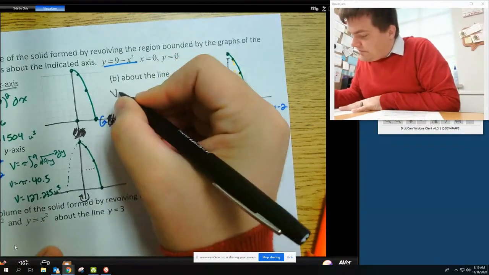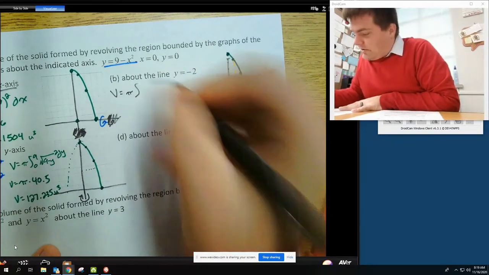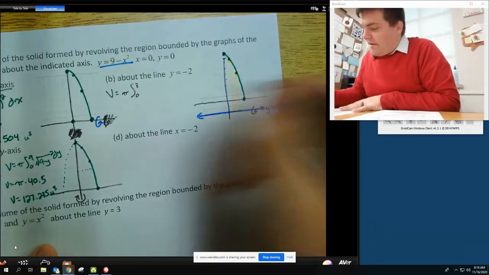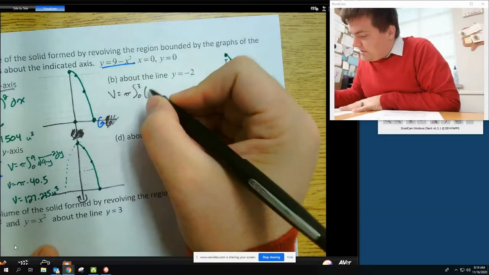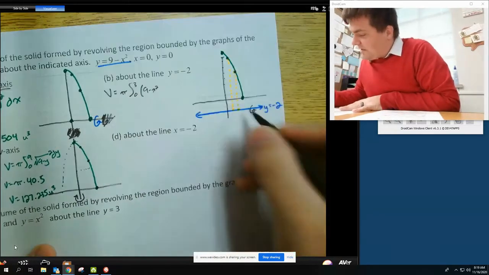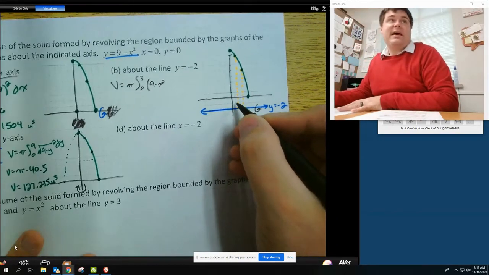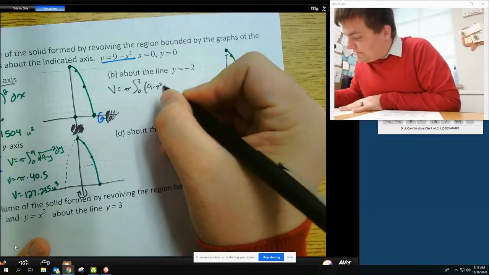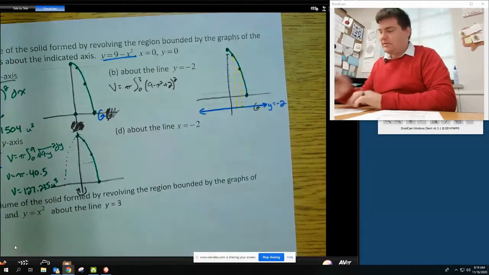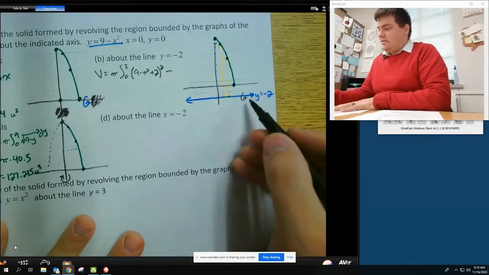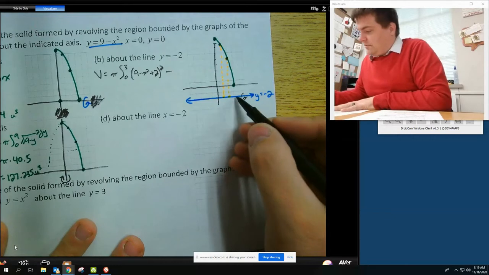So now when I do this, and I integrate from 0 to 3, my first function is going to be this 9 minus x squared, but then I'm going to have to add this right here. I have an extra 2 boxes, so plus 2, and that's going to be squared. Minus. Now, here's the little one.